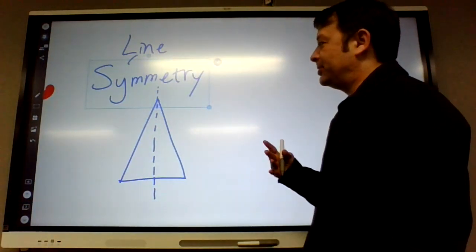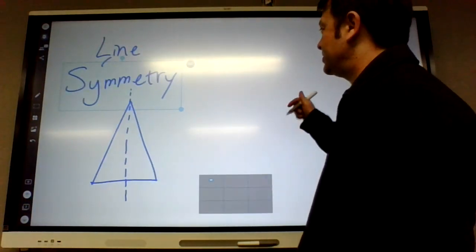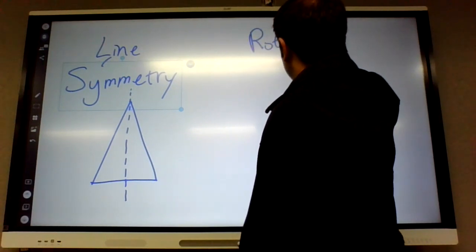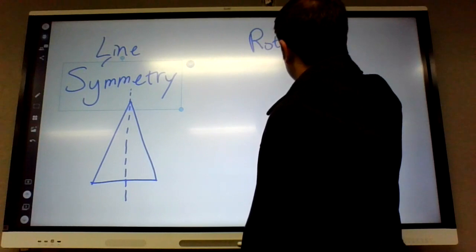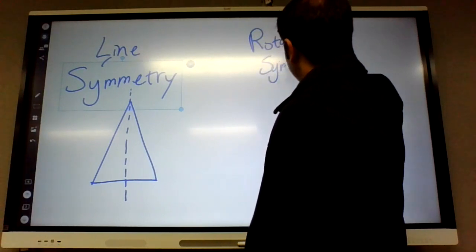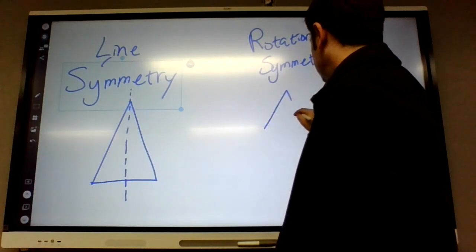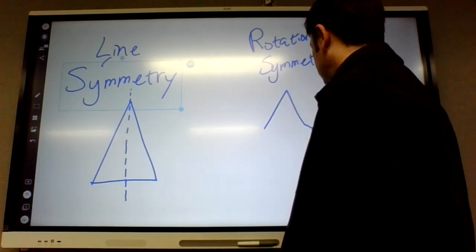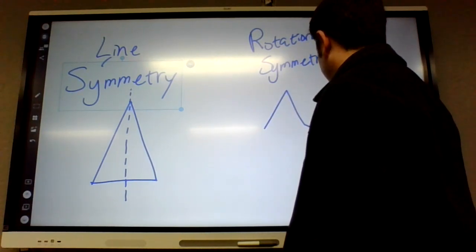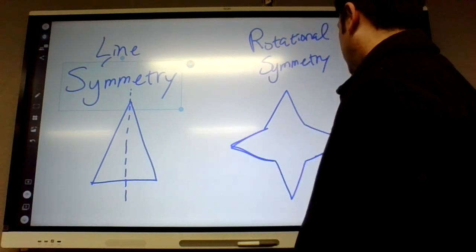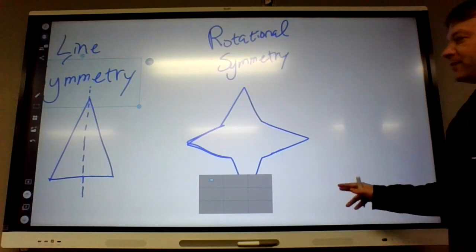But in geometry we have to be more specific because there's another kind of symmetry, and that is rotational symmetry. Any guesses what that might be? Yeah. If you rotate it, it'll be the same. This is hard for me to draw very well. Okay, let's pretend like that's perfect.